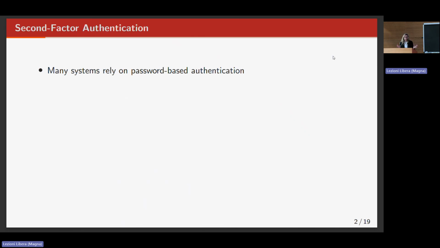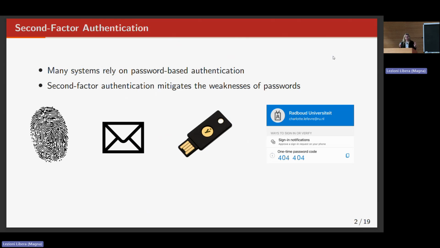So the very high-level motivation behind that work is second-factor authentication. Many systems rely on passwords for authentication, but we know that passwords are also quite a weak link on the chain as they are susceptible to many attacks. And this is why second factor has been introduced, because it adds an extra layer of security in order to mitigate the risk of passwords.